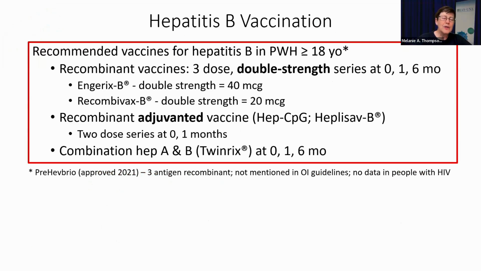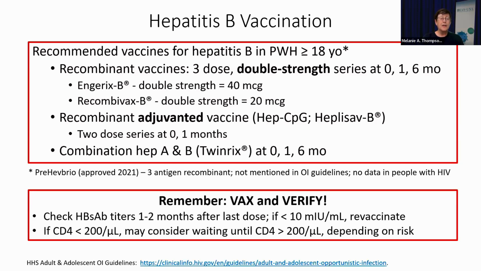So if we look at our typical vaccines, we have 2 recombinant vaccines, and we give them as a 3-dose series at double strength, and that's important. People with HIV get double strength hepatitis B vaccines. We also now have a recombinant adjuvanted vaccine, which is Hep CpG or Heplisav B. So the Heplisav B is a 2-dose vaccine, and it's given at 0 and 1 months. We also have a combination A and B vaccine called Twinrix that is given 3 times, so 3 doses.